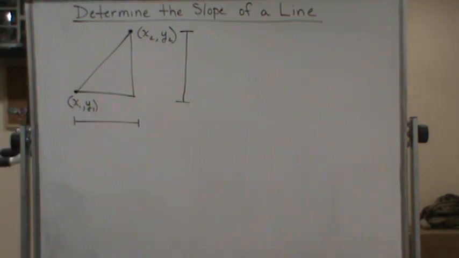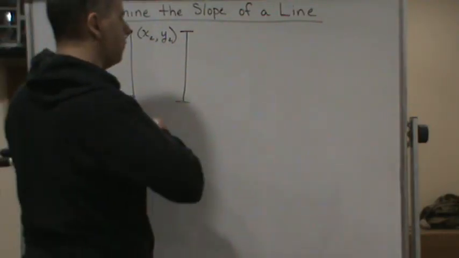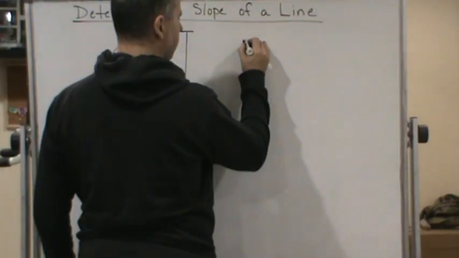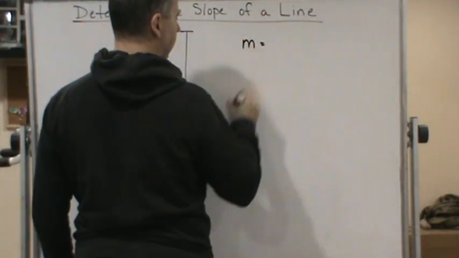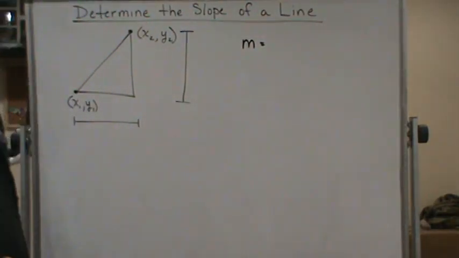Welcome back. And now what we're going to do is talk about how to determine the slope of a straight line. In this case, we have two generic points and we want to find what the slope is. Now, what is the slope? The slope is, again, determined by the letter m. That's the way we denote slope.